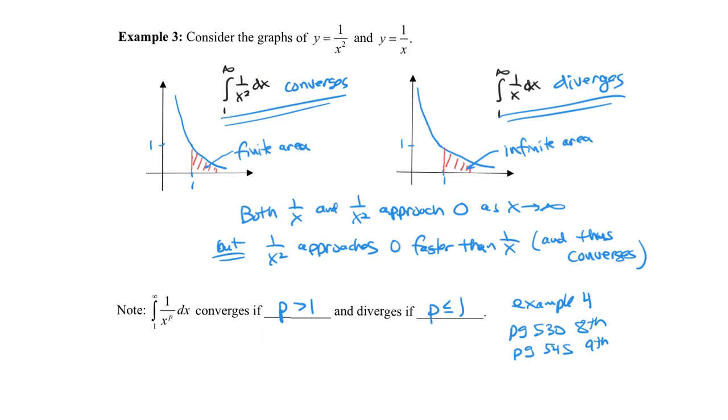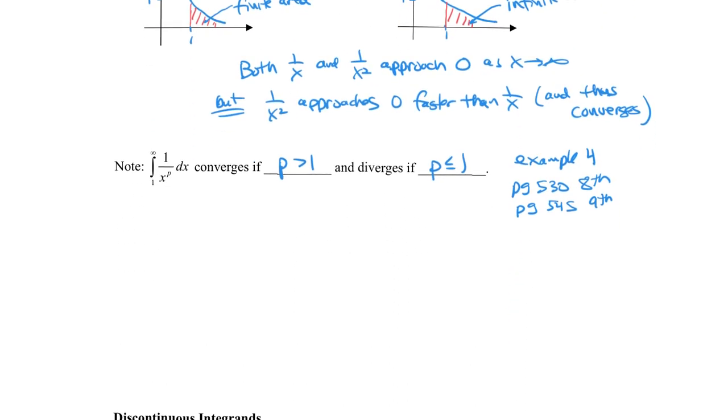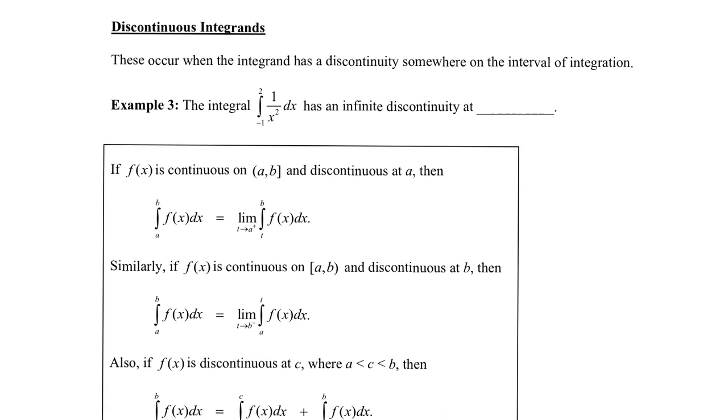All right, so we have investigated the infinite intervals. Now we need to look at the discontinuous integrands. This is the other type of improper integral. These occur when the integrand has a discontinuity somewhere on the interval of integration. So somewhere between, in this case, -1 and 2, there's some sort of discontinuity. Normally what this means is the integrand will start approaching infinity at some point, like maybe the graph has a vertical asymptote within this interval.